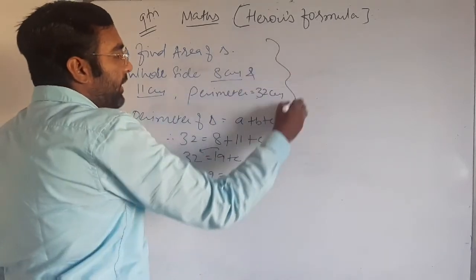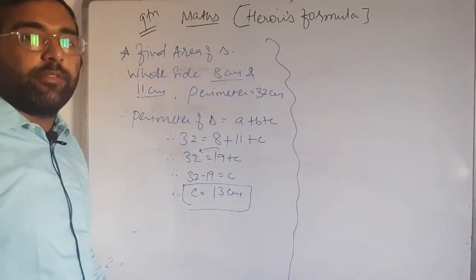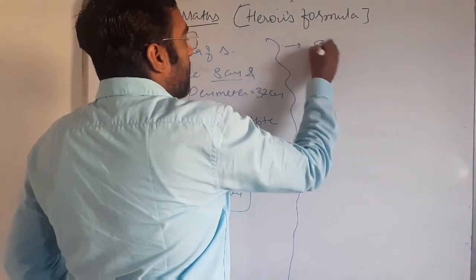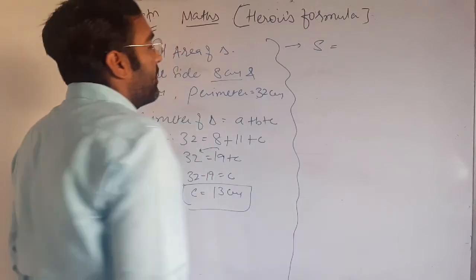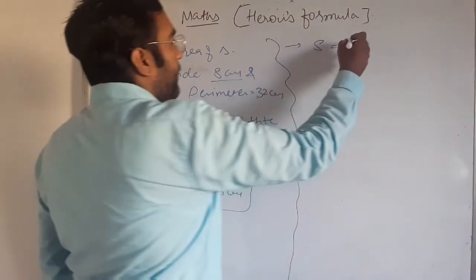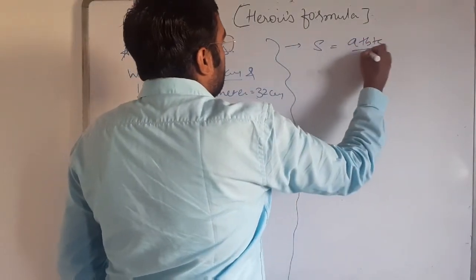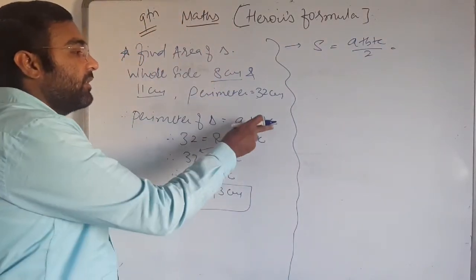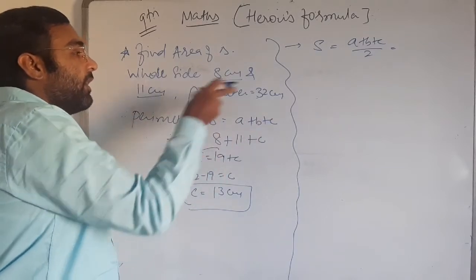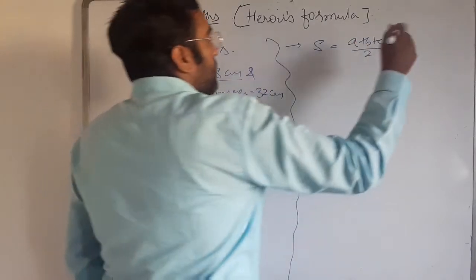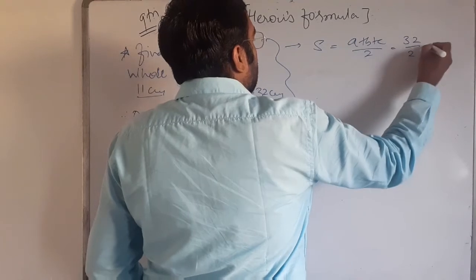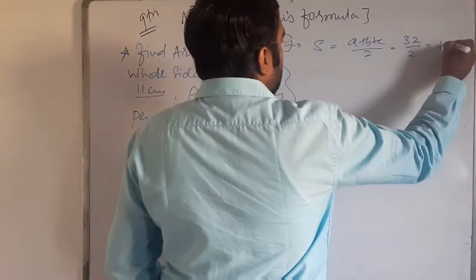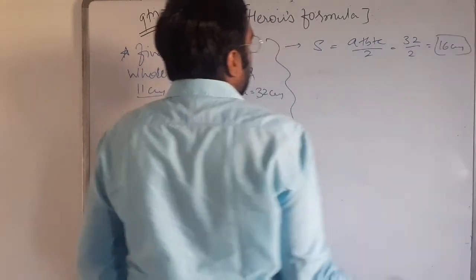Now we have to find the area of the triangle. For that, first of all we have to find the semi perimeter S, that is a plus b plus c by 2. Here a plus b plus c is the sum of all the sides, my perimeter, which is given as 32. So 32 by 2 is 16 centimeter, my semi perimeter.